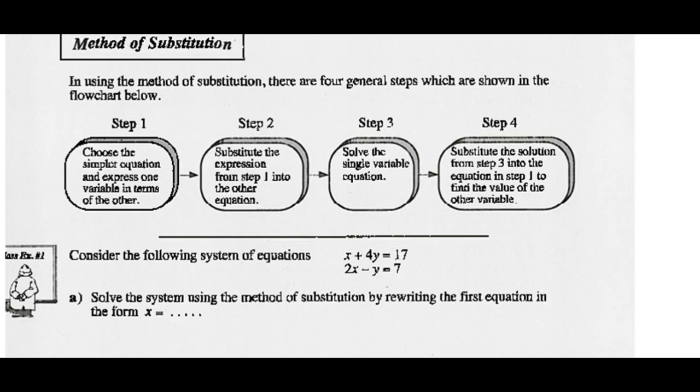All right, so the method of substitution. There are four general steps which are shown in the flowchart below. Step 1, choose the simplest equation and express one variable in terms of the other. Step 2, substitute the expression from step 1 into the other equation. So this is the idea of substitution, where the name comes from. Step 3, solve the single variable equation. And finally, step 4, substitute the solution from step 3 back into the equation in step 1 and find the value of the second or other variable.